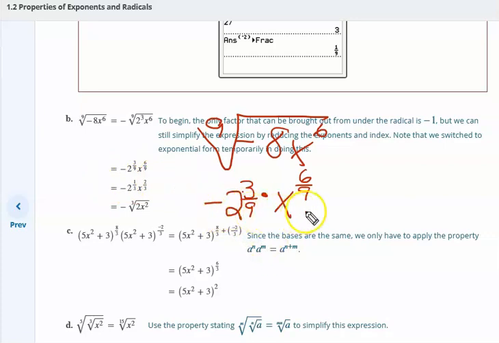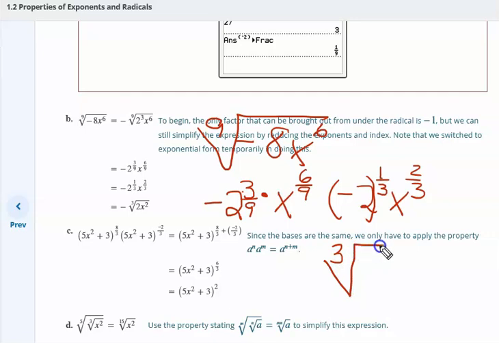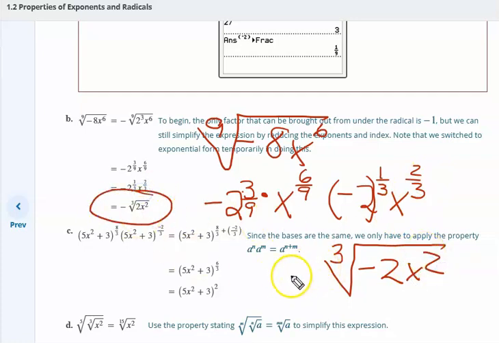Now, this is going to be a negative 2 to the 1/3 power, and this will be x, and this is in parentheses actually, to the 2/3 power. So we can simplify this then to the 3rd root of a negative 2 x to the 2nd. And again, you could put that negative sign outside there, and then this would become a plus. I guess that's the way they're doing it, and we'll follow that protocol.